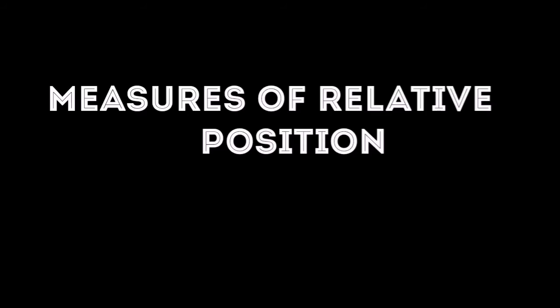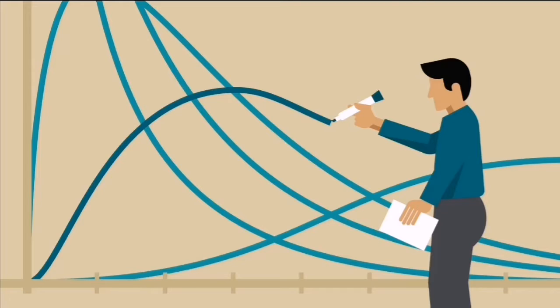Third is measures of relative position. Statisticians talk about the position of a value relative to other values in a set of data. The most common measures of position are percentiles, quartiles, and standard scores or z-scores.